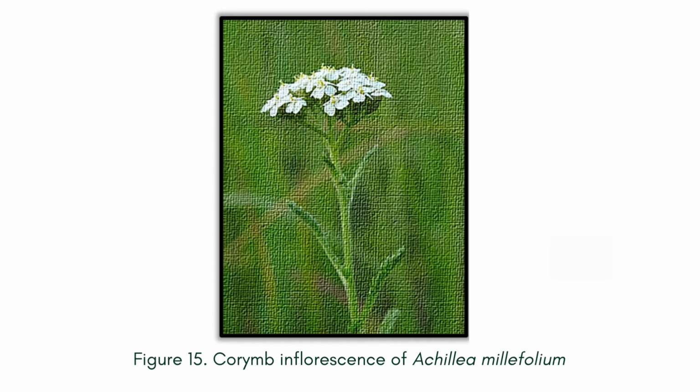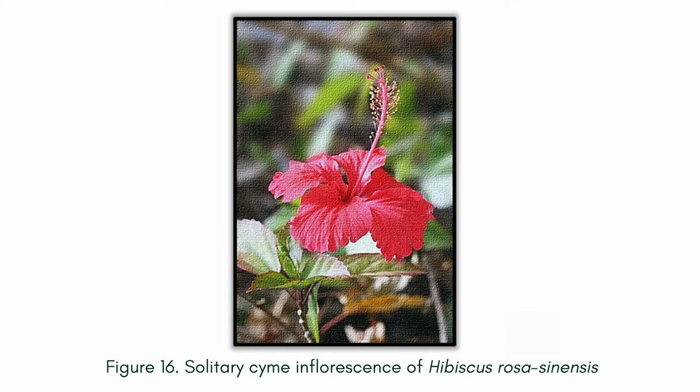Then Figure 15 shows the corymb inflorescence of a common yarrow. Corymb flower pertains to a cluster where all the flowers are at the same level, with flower stalks of different lengths forming a flat-topped flower cluster. Next, Figure 16 portrays the solitary cyme inflorescence of a gumamela flower. Solitary cyme means that the development of an inflorescence axis is a single terminal flower along the leaf axis.